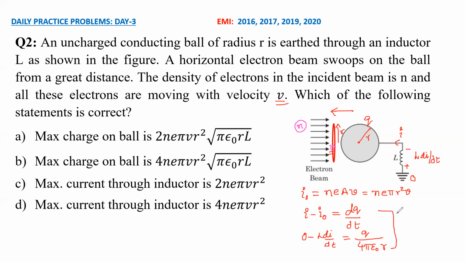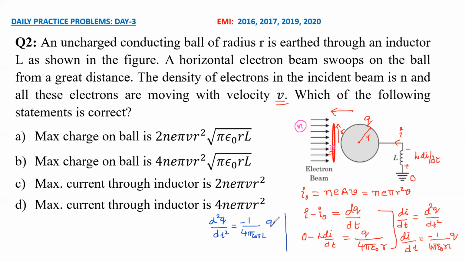Now let us differentiate the first equation. So we will get di by dt is equal to d square q by dt square. But from the second equation, di by dt is also minus 1 by 4 pi epsilon naught r L times q. So now together we get an equation which I am writing on the left side. So we are getting d square q by dt square is equal to minus 1 by 4 pi epsilon naught r L times q.